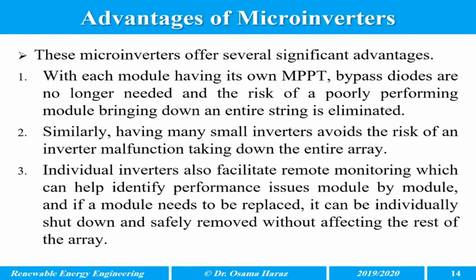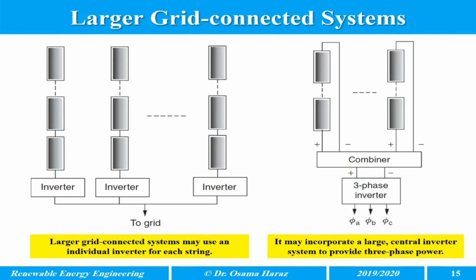So due to these advantages of the microinverter, it's better to use microinverters compared to one inverter in the whole system. In case of a large grid connected system, you can use an individual inverter for each string like this, or in this case you can use a central inverter system to provide three-phase power.